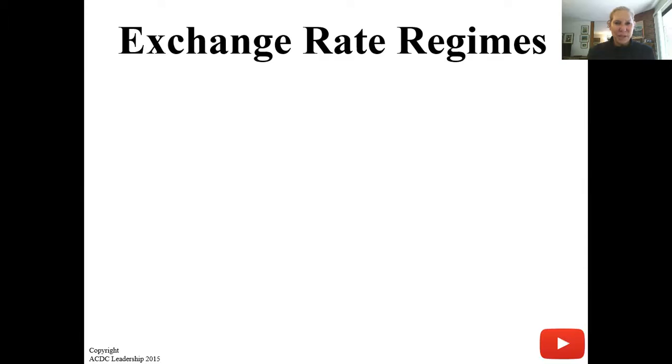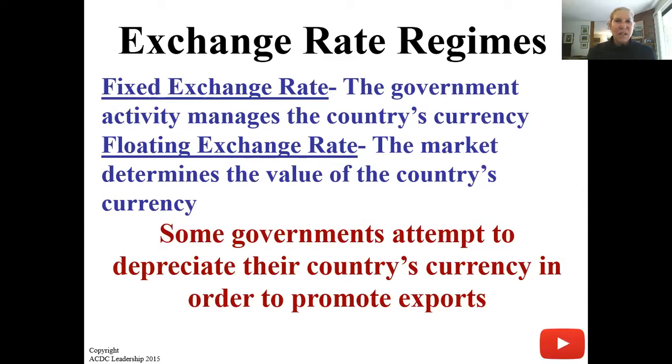Exchange rate regimes. A fixed exchange rate is when government activity manages the country's currency. Okay, that's the fixed exchange rate. With a floating exchange rate, the market determines the value of the country's currency. Some governments attempt to depreciate their country's currency in order to promote exports.